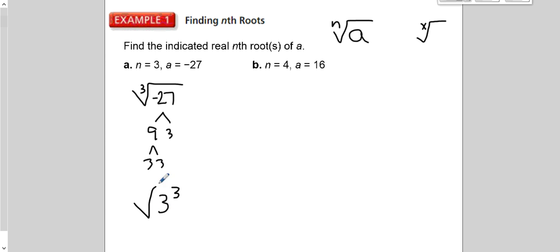And remember, when we're doing cube roots, we're looking for sets of 3. The cube root of a negative is a negative. Cube root of a positive is a positive. This is a negative number, and we have 1 set of 3. So that's -3 for an answer. -3 times -3 times -3 gives us -27. So the cube root of -27 is -3. Next one.